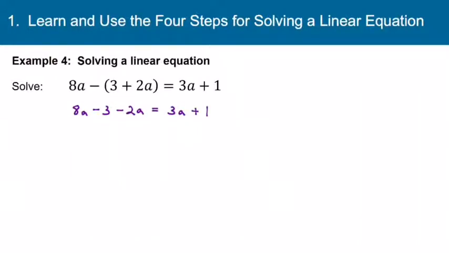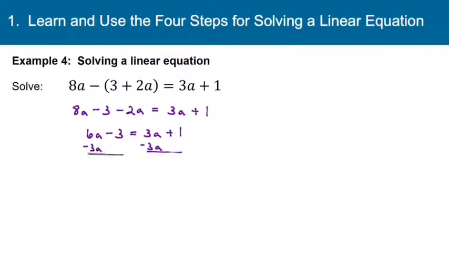Now still in step 1, we need to combine the like terms on the left side of the equal mark. We have 8a minus 2a, that's going to make 6a, and then the right side will not change. So we have 6a minus 3 equals 3a plus 1. Okay, now we have variable and constant on the left, variable and constant on the right. So let's eliminate the smaller variable term.